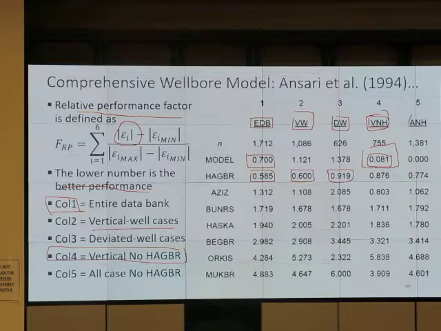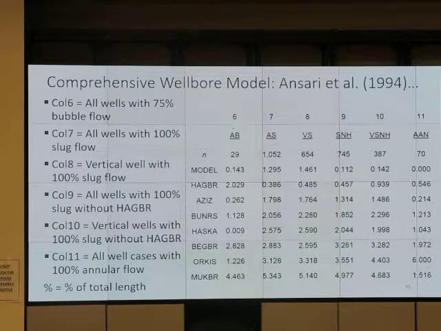Okay. Annular flow, no hydrogen bound, this model is the best. But if you add hydrogen bound, all well with 75% bubble flow, this model is maybe better. All well with 100% slab flow, hydrogen bound is better with hydrogen bound data. So it's a little bit biased. Versus vertical well with 100% slab without hydrogen bound. Oh, that's column 10. So this one is better.